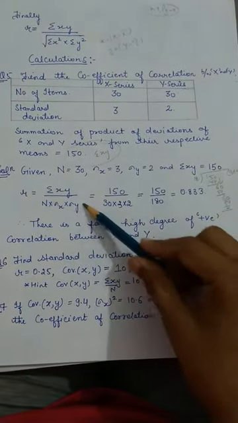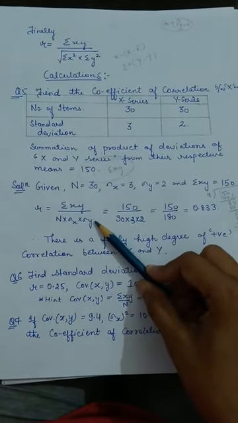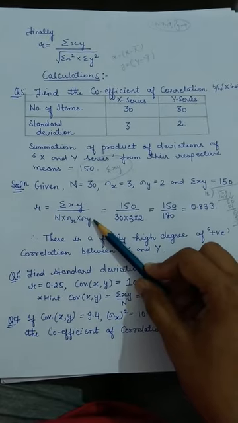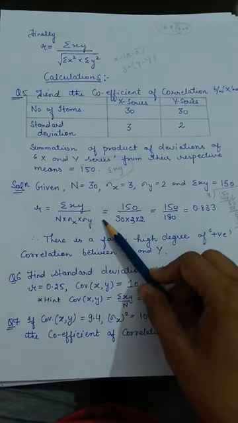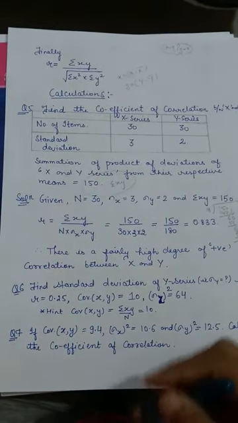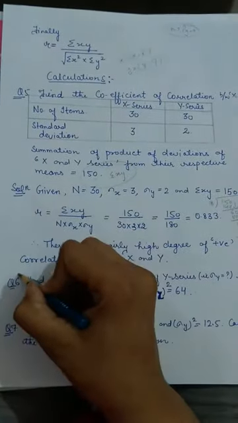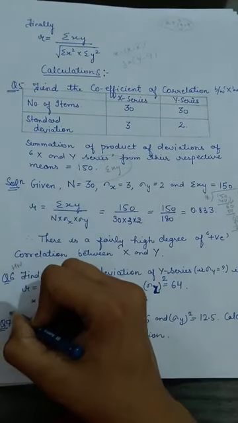Use the same formula. As the mu X mu Y relationship is there, you have to use this formula. So you can easily do this. One more question is there, that is question number 7. It is also similar. So these two are your homework.